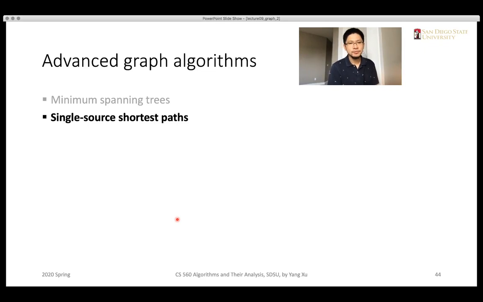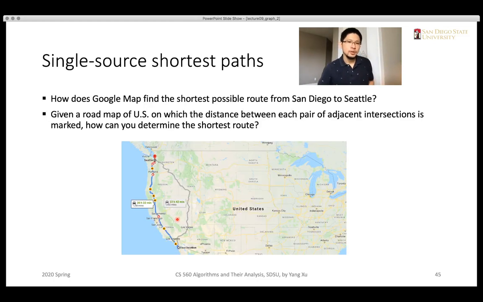So from this lecture on, we are going to talk about the second type of advanced graph algorithms. This type of algorithms solve this particular type of problems, which is single source shortest path problems. A single source shortest path problem is a very common problem that we often use our cell phone or computers to solve a lot.